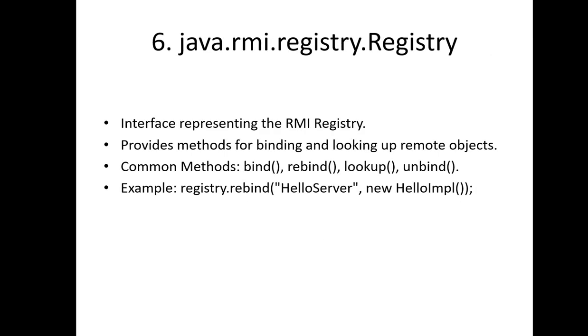And the Registry is an interface that represents the actual RMI registry. You can use it for binding, rebinding, and looking up objects directly through the code. Look here: the bind, rebind, lookup, and unbind methods. You can use this code to bind your reference object to a name. For example, here "HelloServer" is an alias name for the particular object.